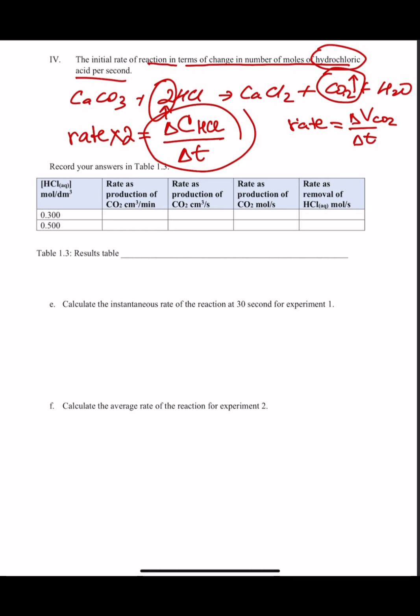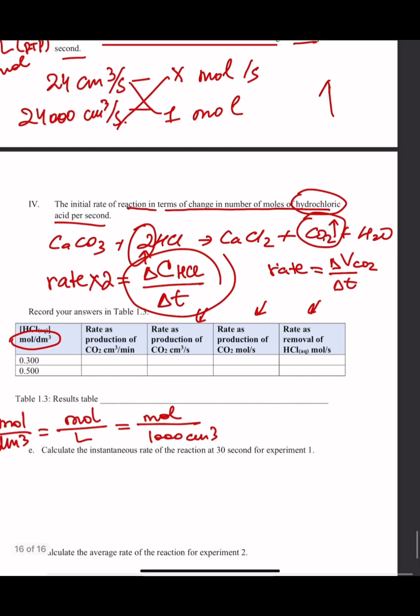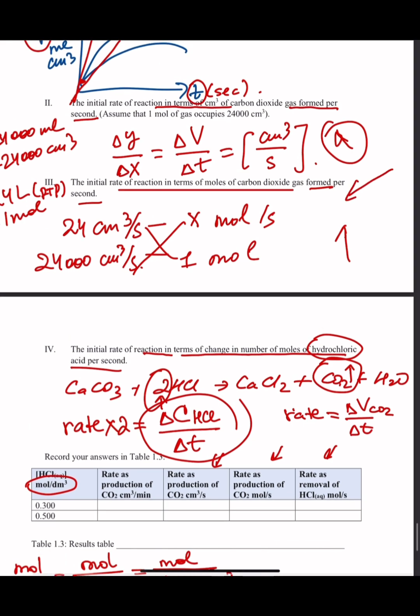So this one, mole per decimeter cube. Mole per decimeter cube is actually mole divided by liter, which is mole divided by 1000 centimeter cube. So you can do all of your conversions. Rate of production, so you need to fill this one out yourself using the calculations in here I showed.